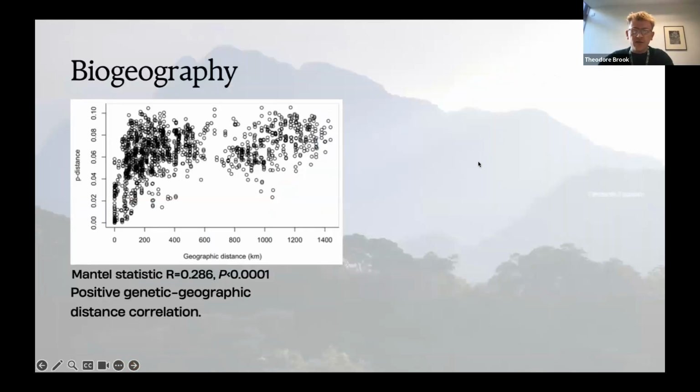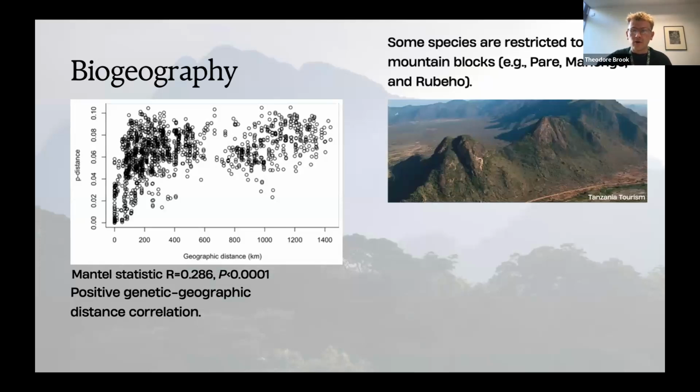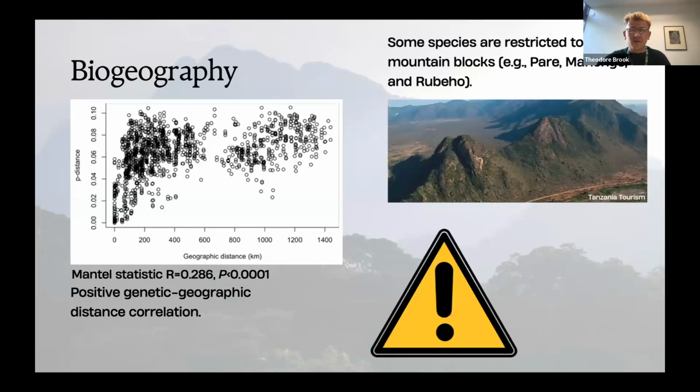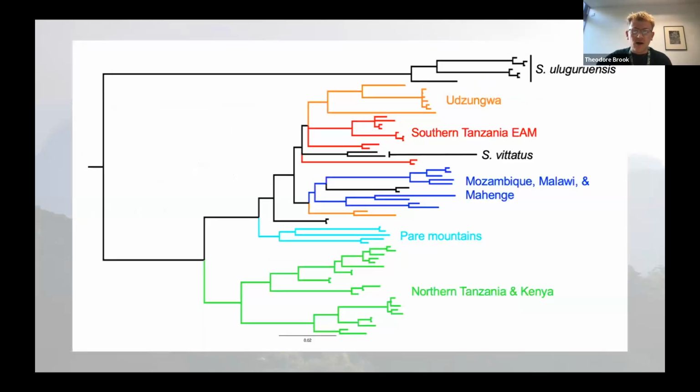Looking at the biogeography, the broad-scale biogeographic patterns show an isolation by distance effect, with many of the clades also being restricted to specific mountain blocks. But we have to take some care here, because the relatively low correlation coefficient of the distance correlation suggests that there's a more complex biogeographic history. And this is shown here.